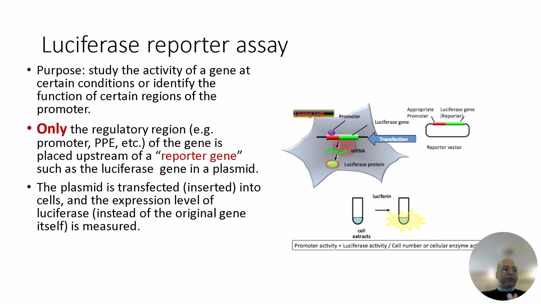So we place these cells in different conditions. In the presence of hormone versus absence, neurotransmitter yes, no, stress yes, no, and so on. And we measure the amount of light. That gives us a signal, an idea of how this promoter is regulated at different conditions.